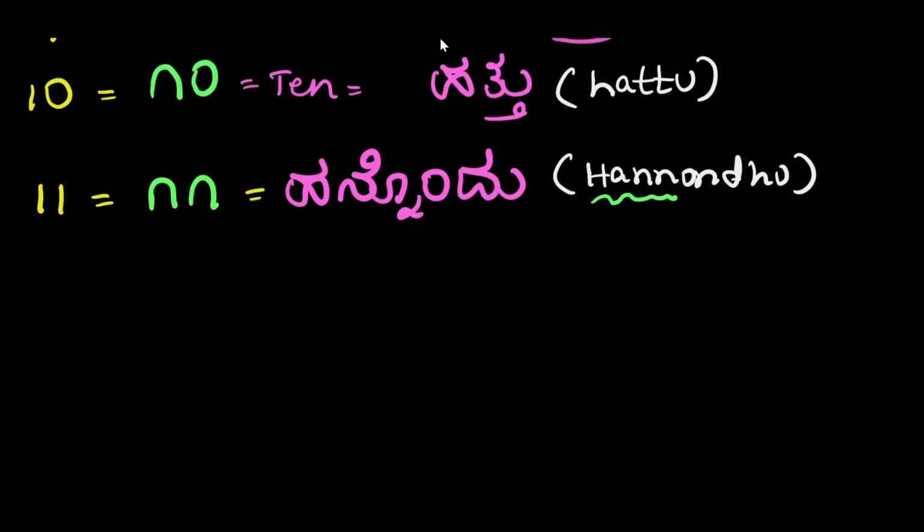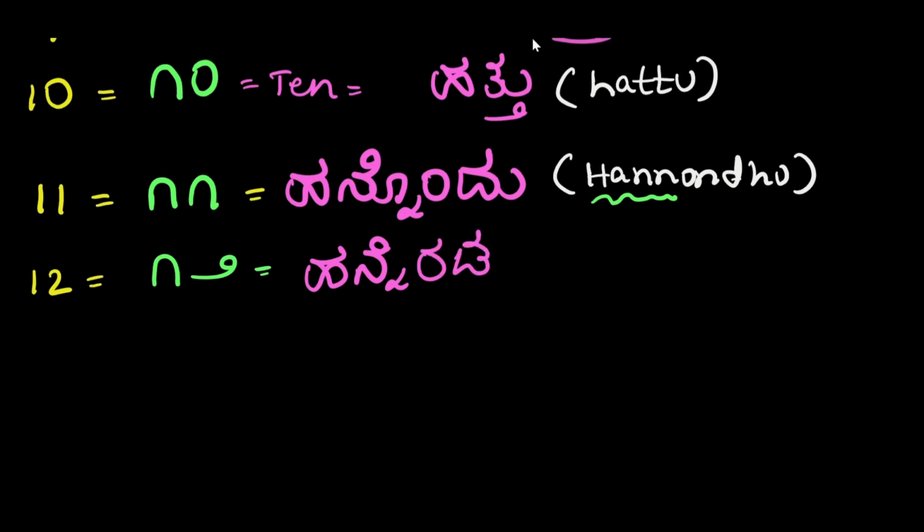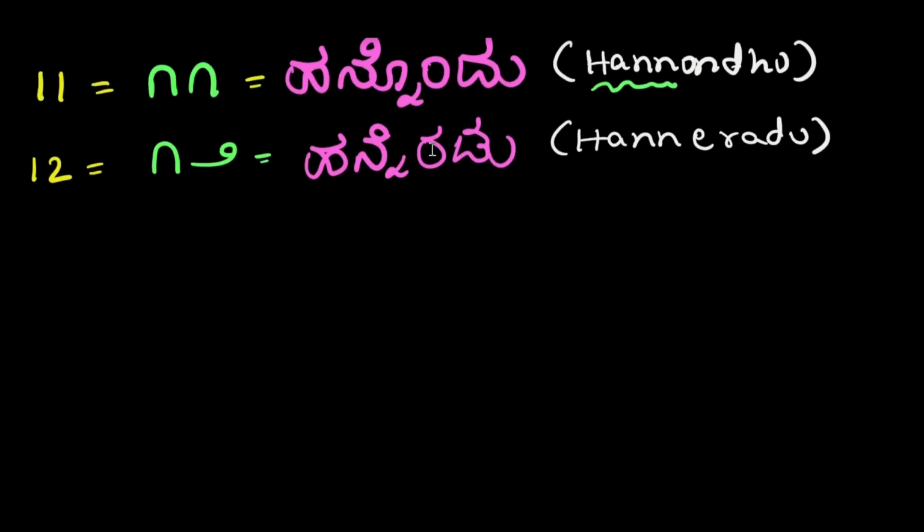It is basically 10 plus 1. So the last number is 1, so we'll pronounce it as Ondu. Hannondu for 11. Next word is Hanneradu. 1, 2, very simple to write. Write Han, and then Eradu. Eradu means 2, right? Han, Eradu. Hannondu means 11. Hanneradu means 12.